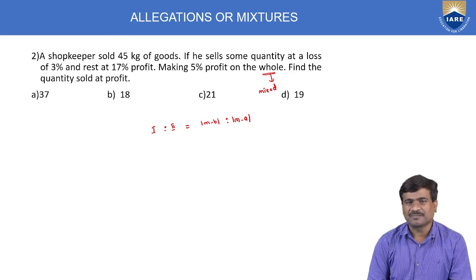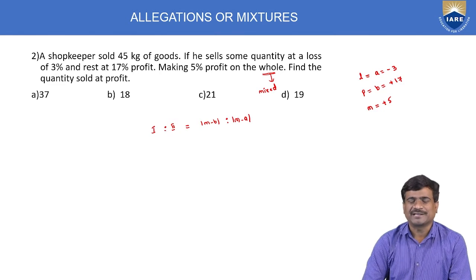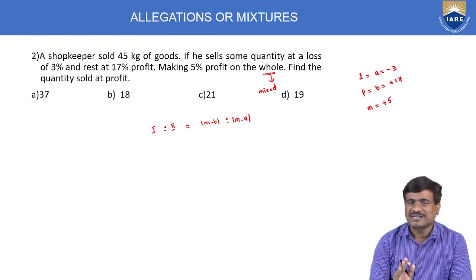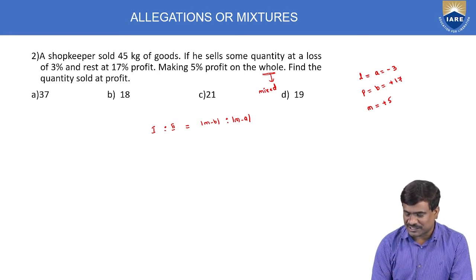Next, loss indicates a negative operator. Loss means A is equal to minus 3. Next, profit indicates B is equal to plus 17. And the mixed profit means plus 5. The operator is important; without the operator, it is meaningless. But don't consider the percentage. By using the ratio, the percentage term is cancelled. Consider only the number, not the percentage.